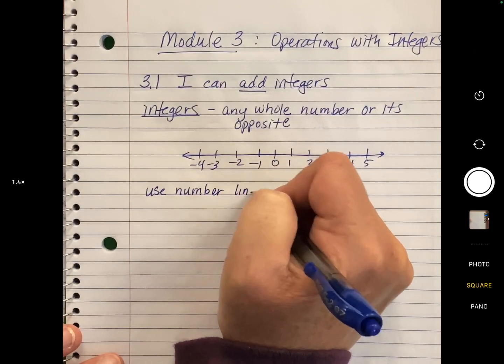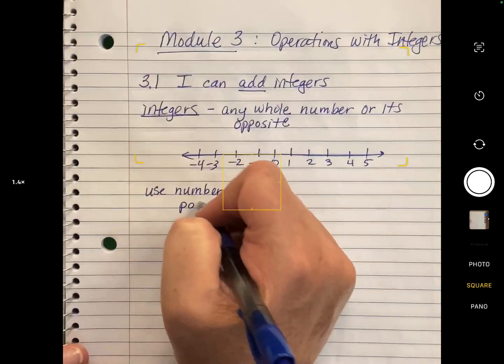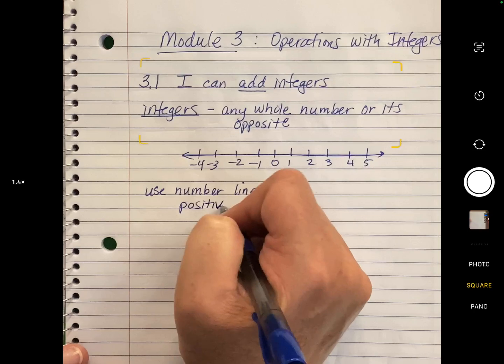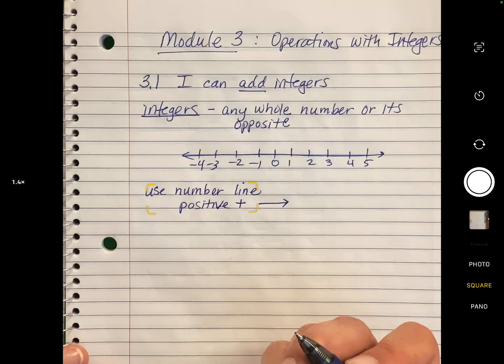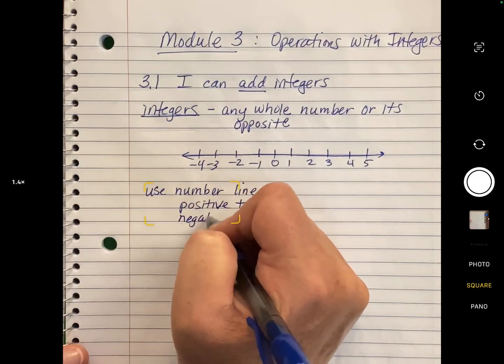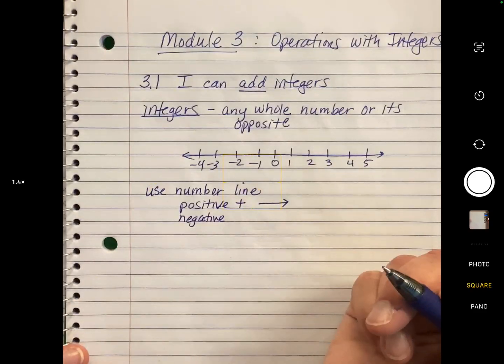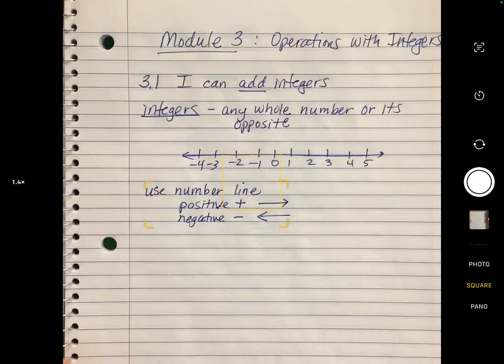So let's talk about that a little bit more. When we're using a number line, if it is a positive number, then we are going to move to the right on the number line. If it is a negative number, then we are going to move to the left on the number line. Positive to the right, negative to the left.